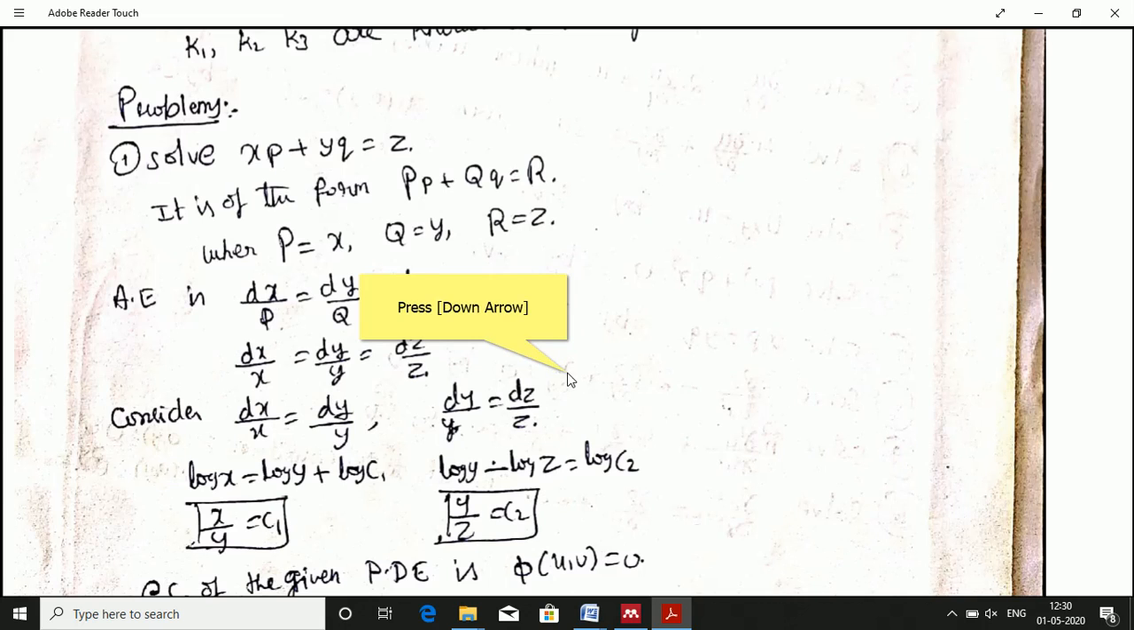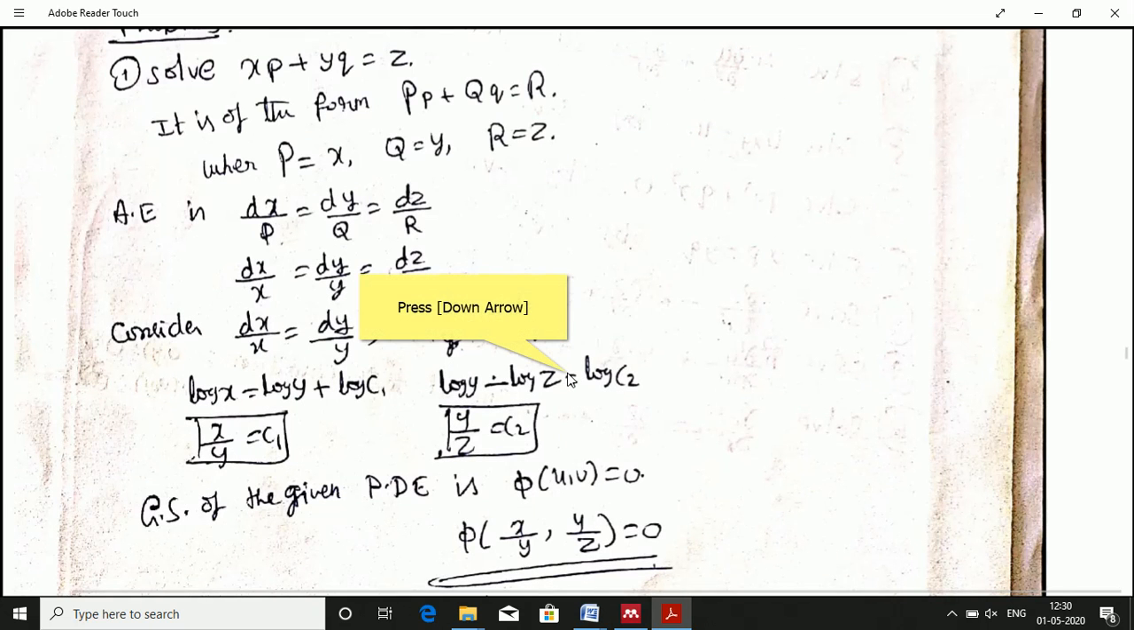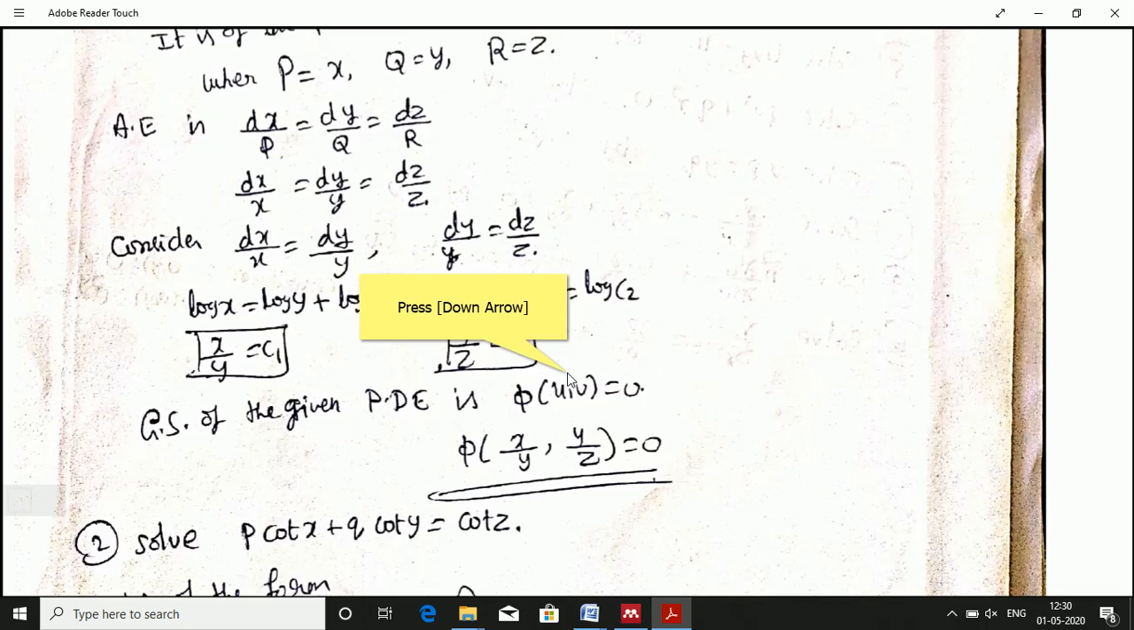Now I consider the last two ratios: dy by y is equal to dz by z. Again there also the variables are separated. On integration, 1 by y integration is log y, and 1 by z integration is log z, is equal to the constant of integration, log c2. Log m minus log n can be written as logarithm of m by n. So logarithm of y by z is equal to log c2. Cancel log on both sides. y by z is equal to c2. We obtain two solutions, so the general solution of the given partial differential equation is phi of x by y comma y by z is equal to 0.